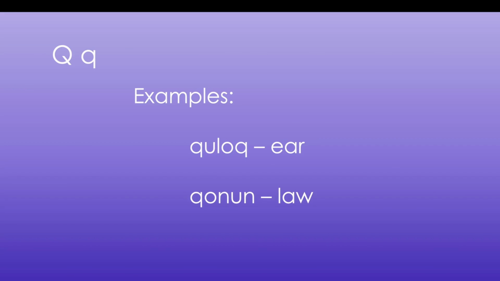Qanun. This word is law, and it pertains to everything from civil law to marriage law, religious law. You'll see it pop up quite often. Qan. This means blood. Now let's move on to our second consonant, and that is khe.